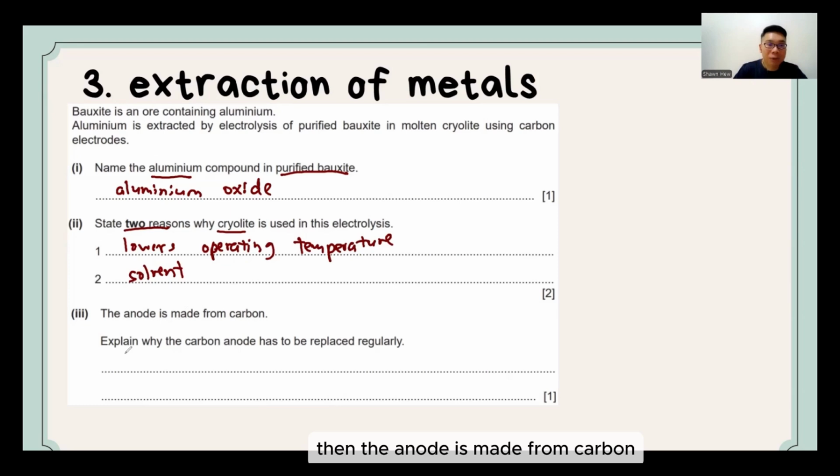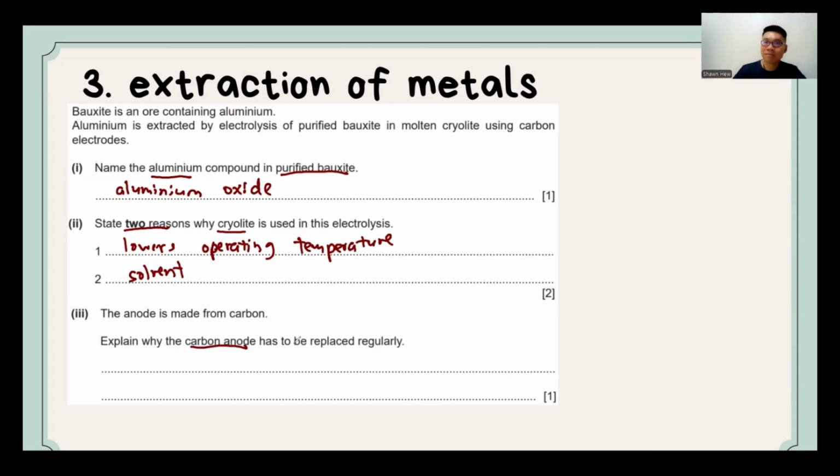Then the anode is made from carbon. Explain why the carbon anode needs to be replaced regularly. It is the same as the previous question, because carbon will react with oxygen and form carbon dioxide, just like this.